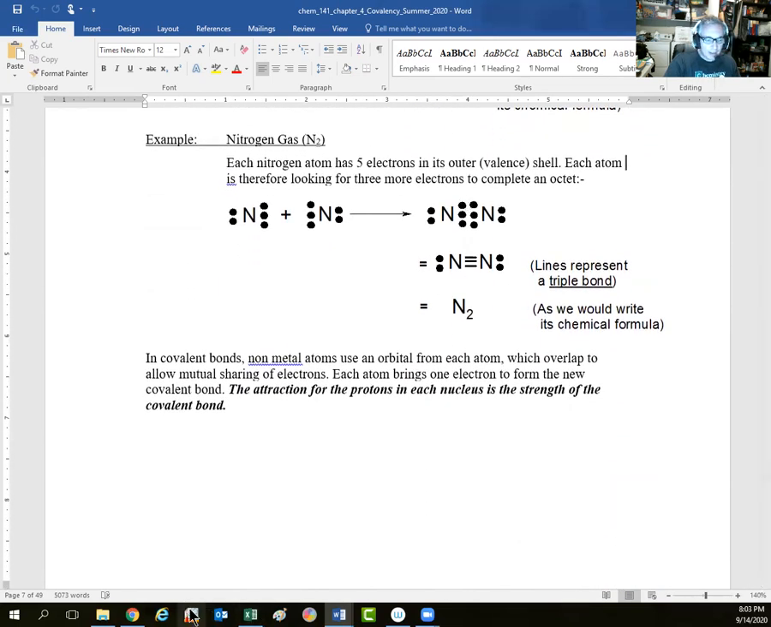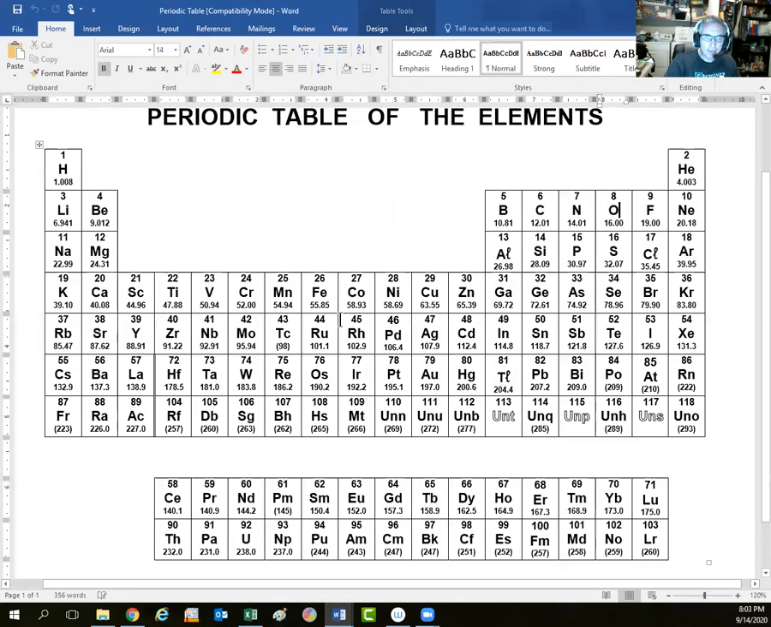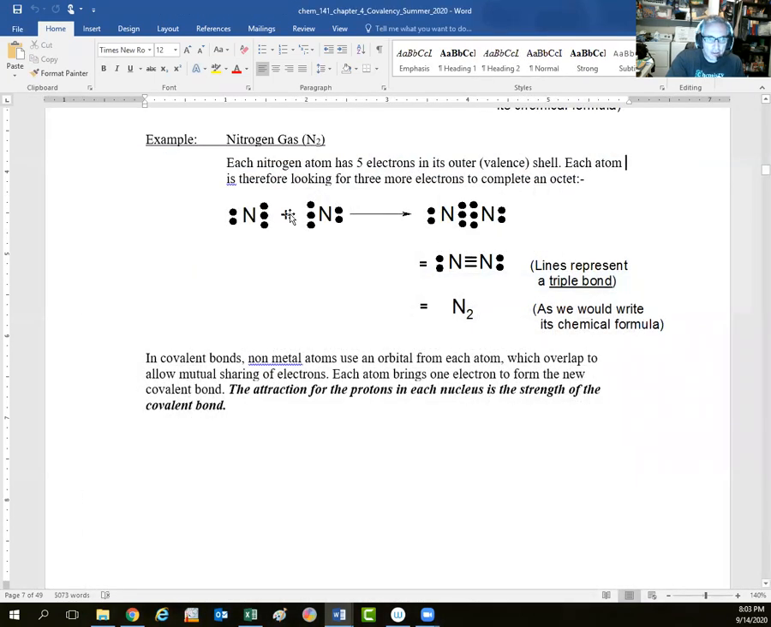Finally, nitrogen. Again, looking at the periodic table for nitrogen, it's the 5th element in the second row, and it needs 1, 2, 3 more electrons to complete its shell. That normally implies 3 chemical bonds that need to be formed. And sure enough, using 3 of its own electrons and borrowing 3 electrons from the neighbor, we get 1, 2, 3 pairs of electrons, 3 chemical bonds, what we normally call a triple bond between the 2 nitrogen atoms. They complete their shells, and so we get diatomic nitrogen gas.